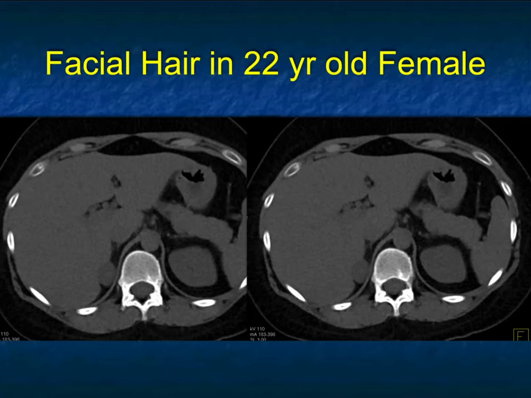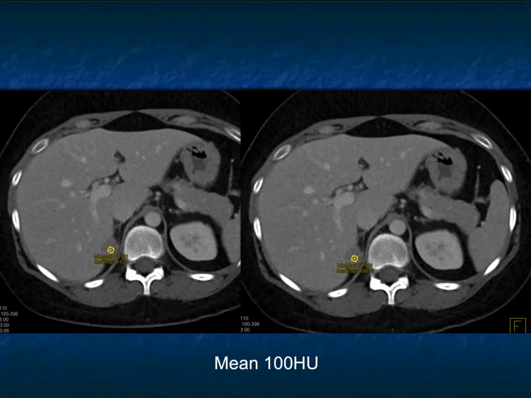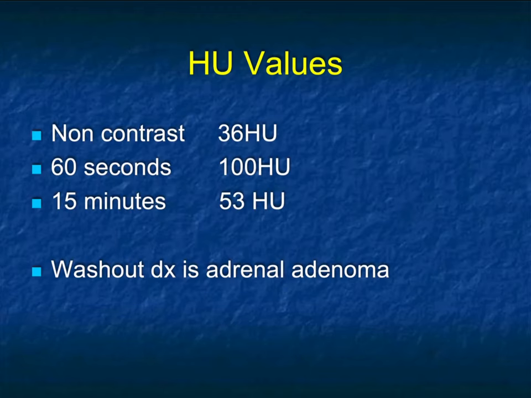You see a relatively innocuous right adrenal lesion, which measures about 36 Hounsfield units on the non-contrast scans, and then enhances to about 100. And then when you look at the washout, it is 53, which means that basically your washout is over 60%. And this would mean it's an adenoma. But the patient has functional symptoms because they have too much facial hair in a female. And so you can't use the values.